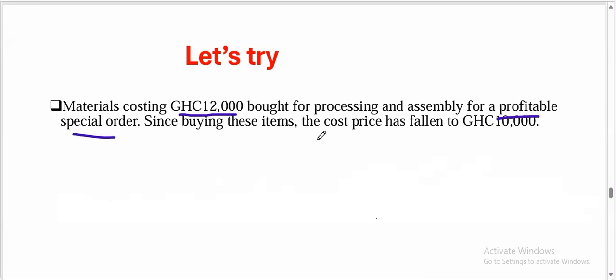Since buying these items, the cost price has fallen to 10,000 cedis. The question is, what value do we record in the books as the value for inventory? You can pause the video and see if you can answer the question. So do we use the 12,000 or the 10,000?